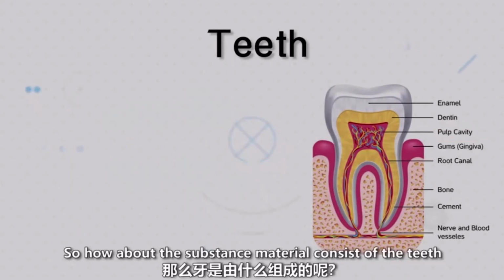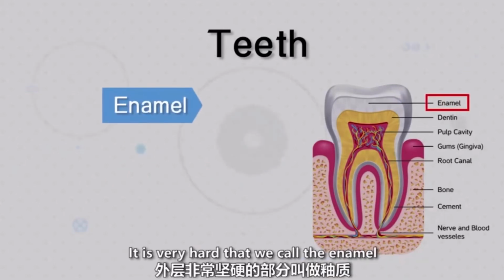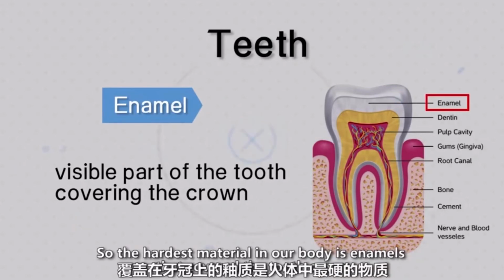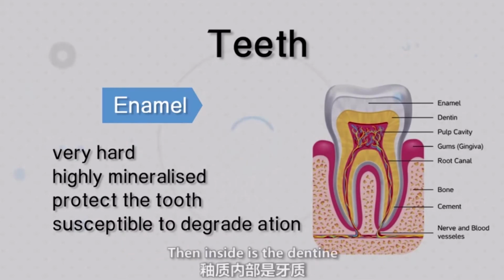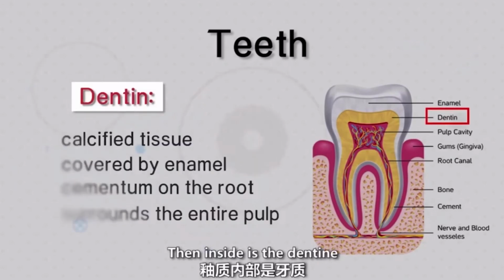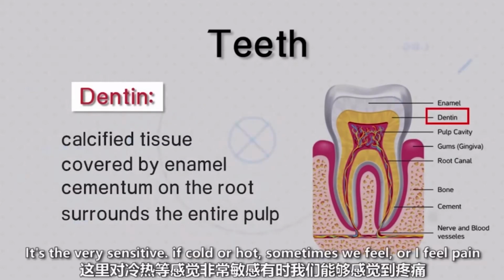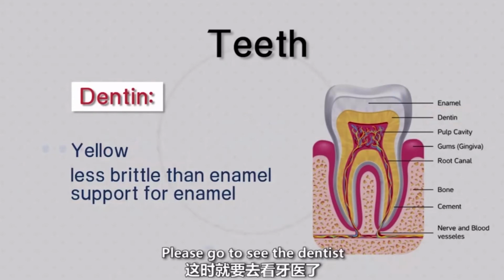So how about the substance or material the teeth consist of? It's very hard. That's what we call the enamel. The hardest material in our body is the tooth, covered by enamel. Inside is the dentin, which is very sensitive to cold or hot. So sometimes we feel pain, and please go to see the dentist.